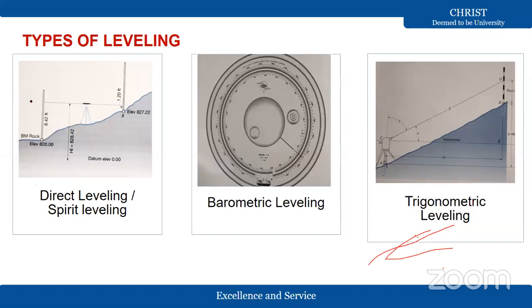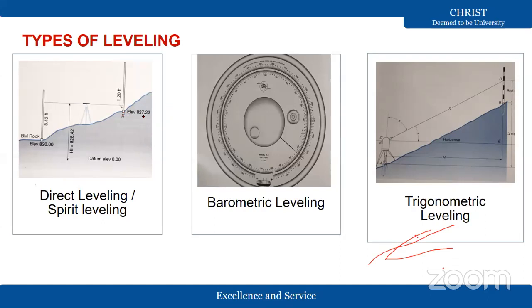Now what is the RL of the instrument, the height of the instrument? 820 plus 8.42, yes or not? 828.42 meters is this line of sight, relative elevation. From this line of sight, if I subtract 1.2 feet, then I am going to get the elevation of this point X, like this.